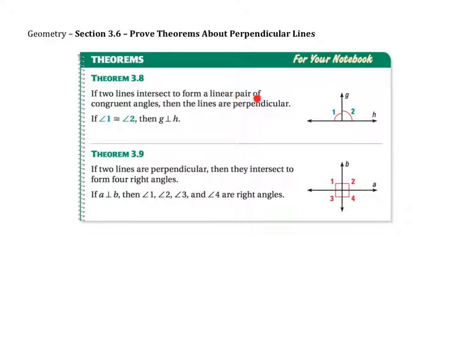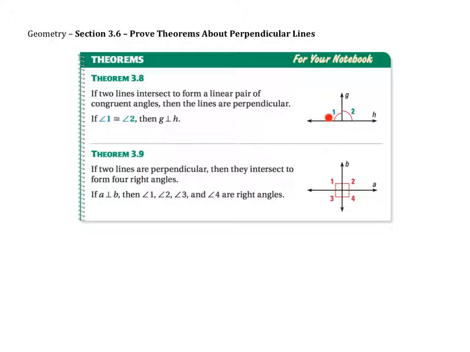It says linear pair. So remember, a linear pair is two angles that are adjacent to each other, meaning they share a side, that are forming a straight line. So it says if two lines intersect to form a linear pair, so like here we have line H cut by line G, and angles 1 and 2 are formed, so angles 1 and 2 are the linear pair, and it says if those angles of the linear pair are congruent, that means the two lines must be perpendicular.